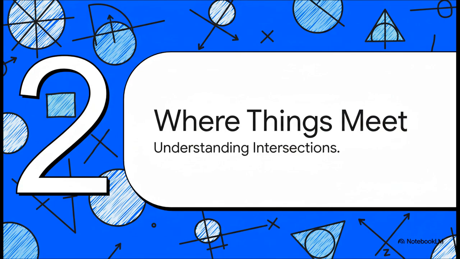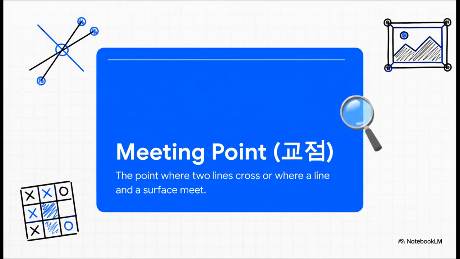Okay, so we know about our 3 building blocks: points, lines, and planes. Now let's ask a fun question. What happens when they meet? What happens when they cross or touch each other? This is where things get really interesting. So when 2 lines cross over each other, they meet at one single tiny spot. We have a special name for this. We call it a meeting point. Makes sense, right? It's the point where they meet.